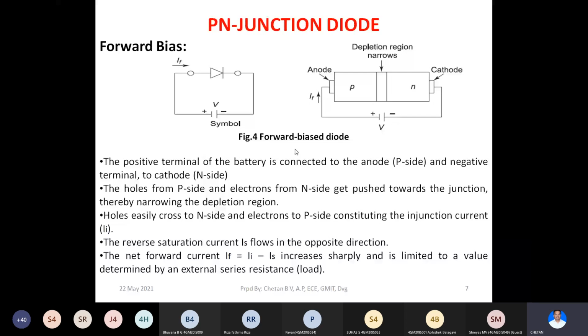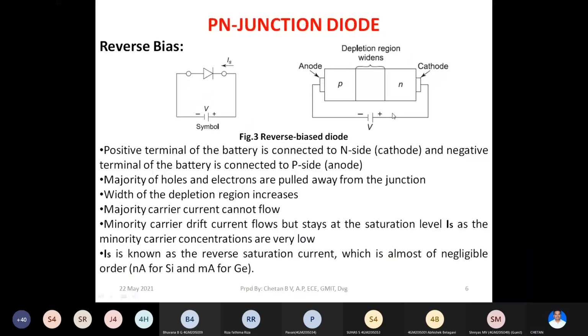So in forward biased condition, you have to remember two things. One is the current flows from the positive terminal of the battery towards the negative, due to movement of majority carriers, and the width of the depletion region will be reducing in case of forward bias. In case of reverse bias, the current will move in the opposite direction, and the width of the depletion region will be more.